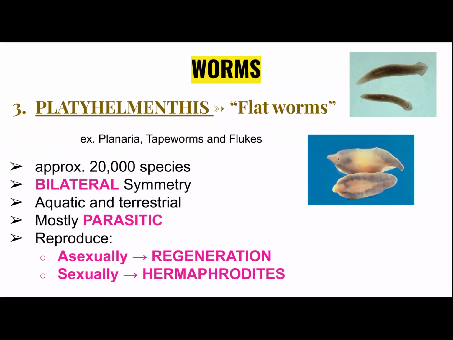This picture here is that of a fluke. Very common flukes are liver flukes. And so they literally are parasitic worms that burrow and live inside the liver of the animals that they are growing in.